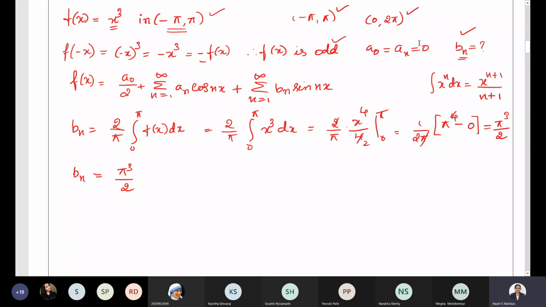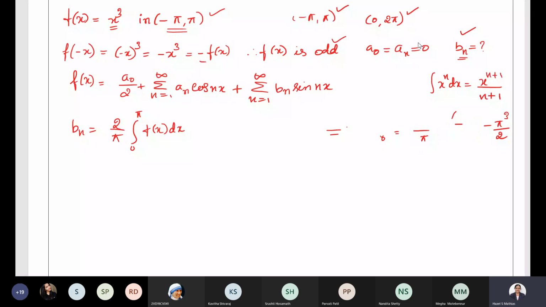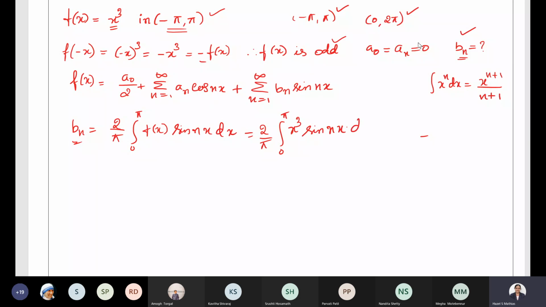I think we have missed out one term, isn't it? Yes, ma'am, into sin nx. Correct. The formula is f of x into sin nx dx. This is the formula for bn: 2 by pi integral 0 to pi f of x sin nx dx. So that is 2 by pi integral 0 to pi, f of x is x cube, into sin nx dx.